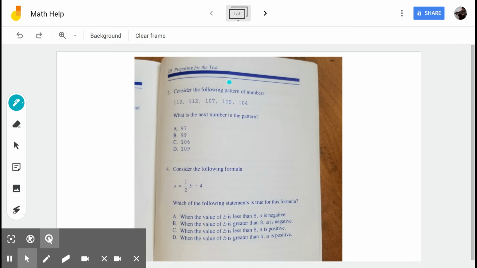All right, let's look at the pattern of numbers. 110 to 112. I always like to, maybe it's multiplication, but that's not intuitive and not something that I want to do off the top of my head if I can just add or subtract. So I know to get from 110 to 112, I can just add 2.